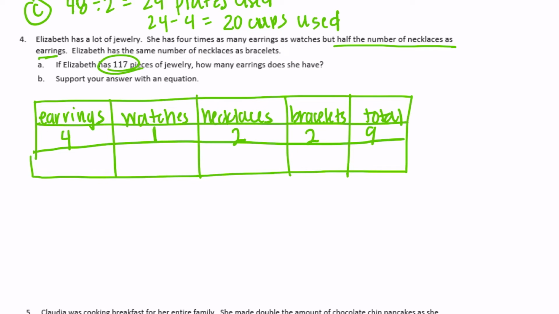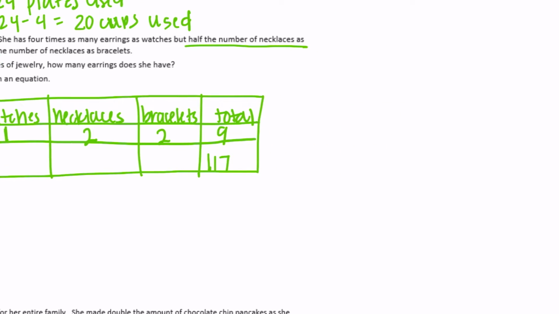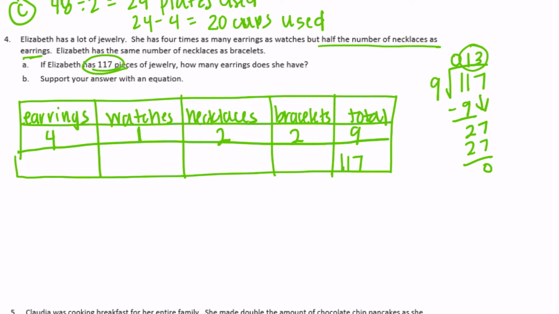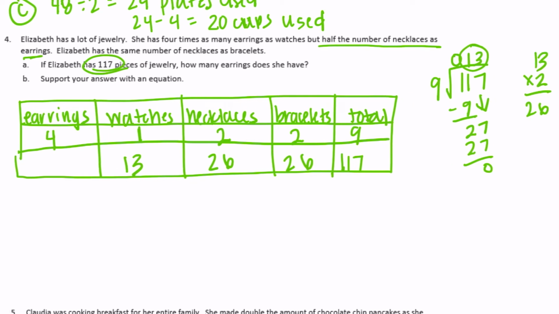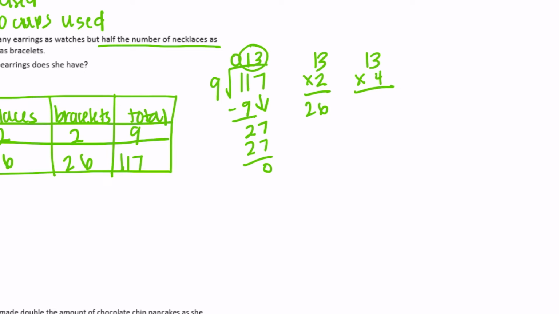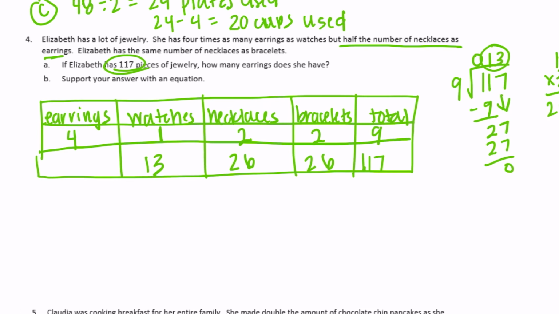And we know she had a total of 117 pieces of jewelry. So let's find out what each part would be by doing 117 divided by 9. 9 can't go into 1, it goes into 11 once. Bring down the 7. 9 goes into 27 3 times. 27. Okay, so each part would be 13. So the watches is 1 part, so she has 13 watches. Let's do necklaces next. So necklaces would be 2 parts of that. So 13 times 2, which is 26. So she has 26 necklaces and the same 26 bracelets. And then earrings is 4 parts. So 13 times 4 would be 52. So she has 52 earrings.